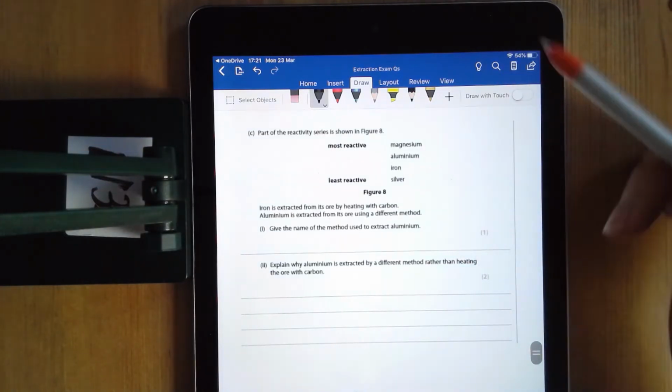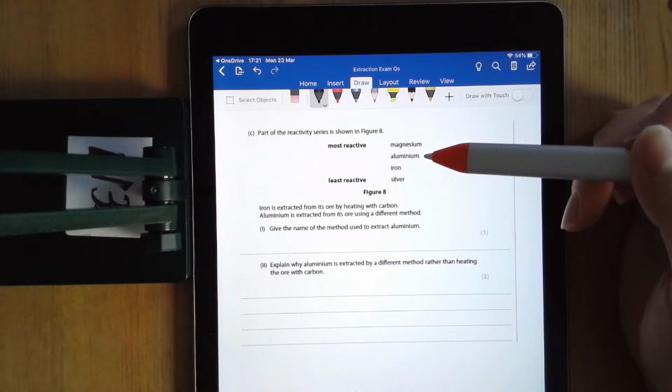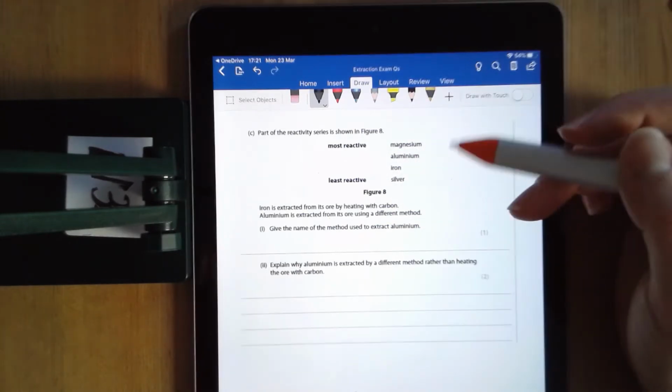Scrolling down to part C. They've given you part of the reactivity series, and what they haven't included is carbon.